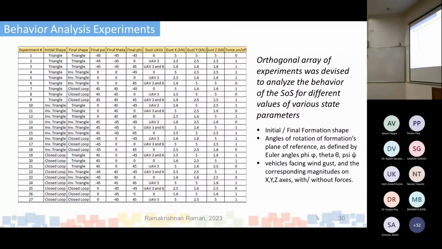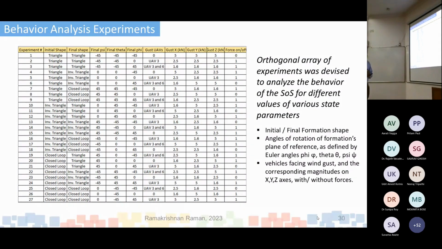That is again a good thing for you to come up with a reduced subset of things that you want to simulate, right? You can Google for design of experiments or orthogonal arrays. So here you had these multiple scenario conditions. What is the initial and final shape? What are the angles? What are the wind gusts that are being experienced?